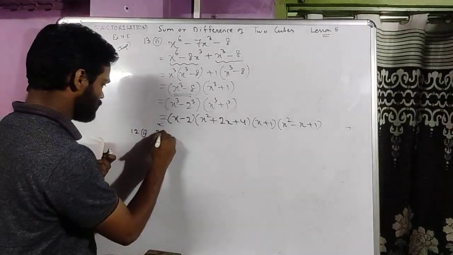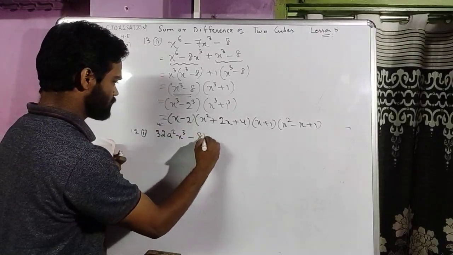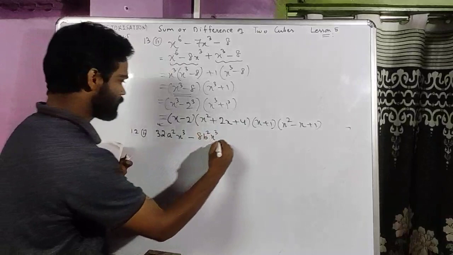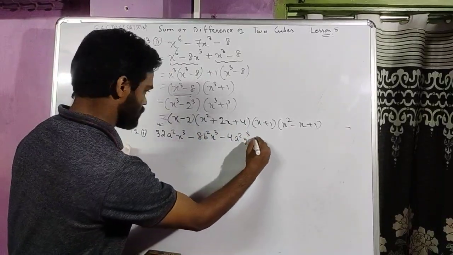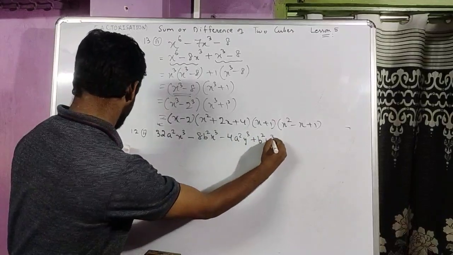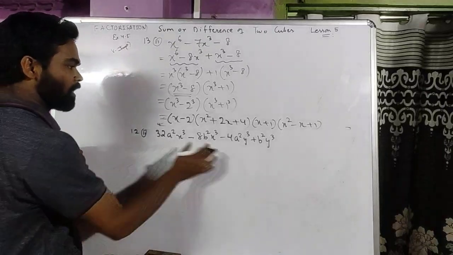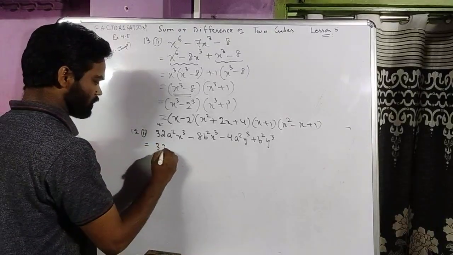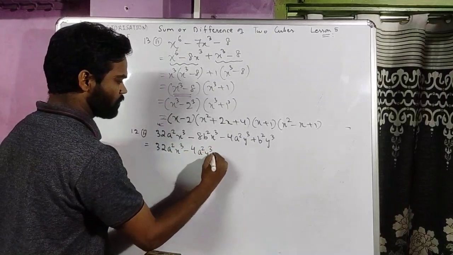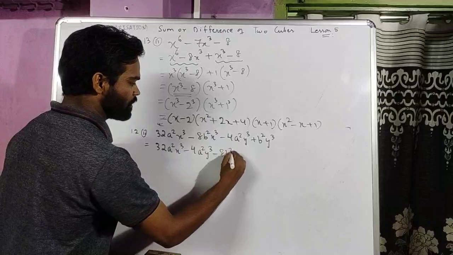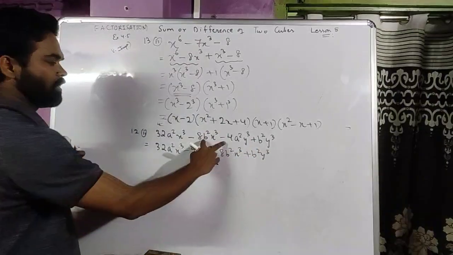This is 32a square x cube minus 8 b square x cube minus 4 a square y cube plus b square y cube. Yeah. Now first what I'll do, I'll arrange this. Can I write this as 32a square x cube minus 4a square y cube minus 8 b square x cube plus b square y cube? Can I write like this? I'll just interchange the place.